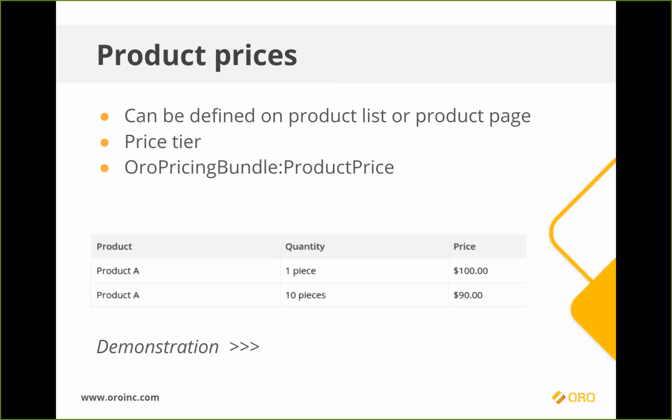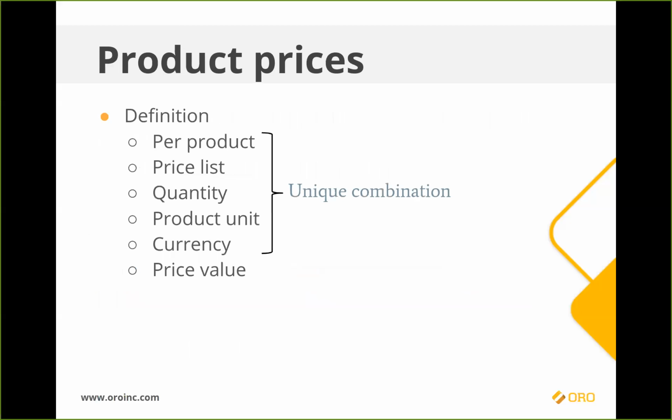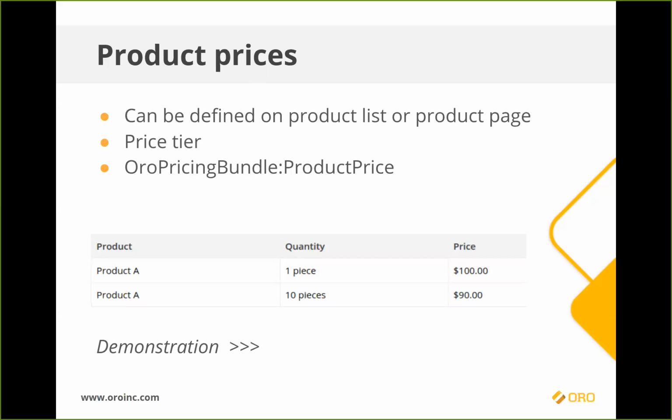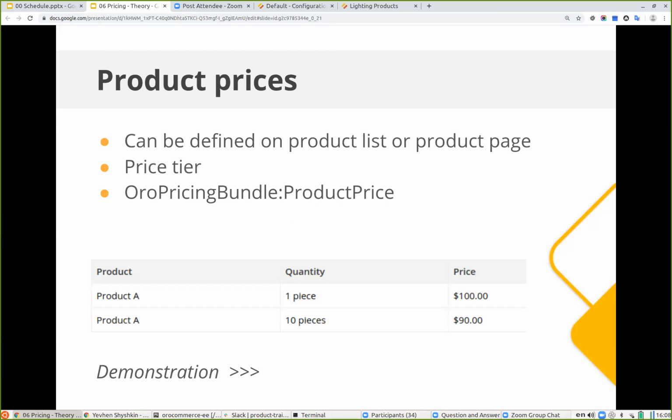Product prices can be defined on the user interface, either on the product list page or directly in the product page. As we have already seen, it supports tier pricing, and all the information about pricing is stored in the pricing bundle, and we're interested right now in the entity called product price, which basically is just an entity which stores these values: product, price list, quantity, product unit, currency, and actual value. Let us have a look how it works and see what we can do with it.